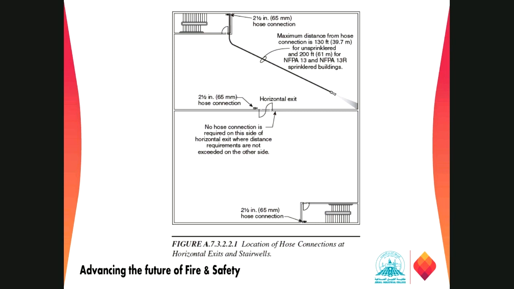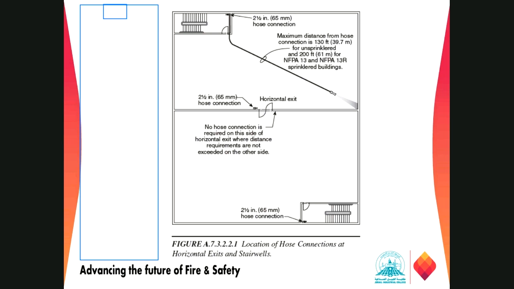Suppose this is the exit, and the length of the building is so big, maybe something around 200 feet, or maybe more than that. So if there is something like this, we have to put one at this location and one at this location, right? 130 feet will be covered by this area, and 130 feet will be covered by this area. But if your corridor is longer than that, you may have to put one at the center also.